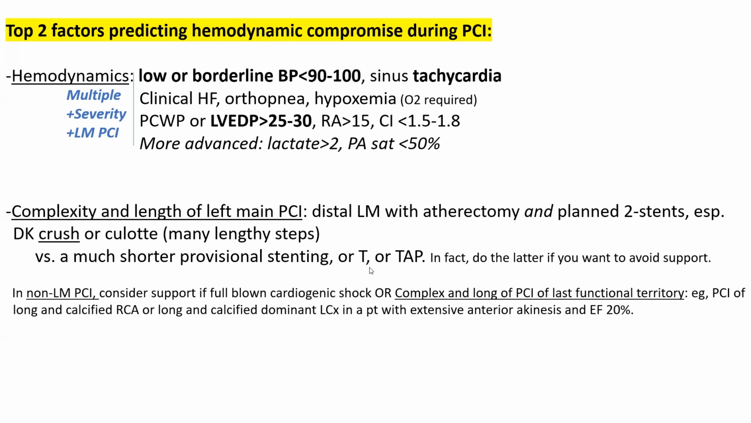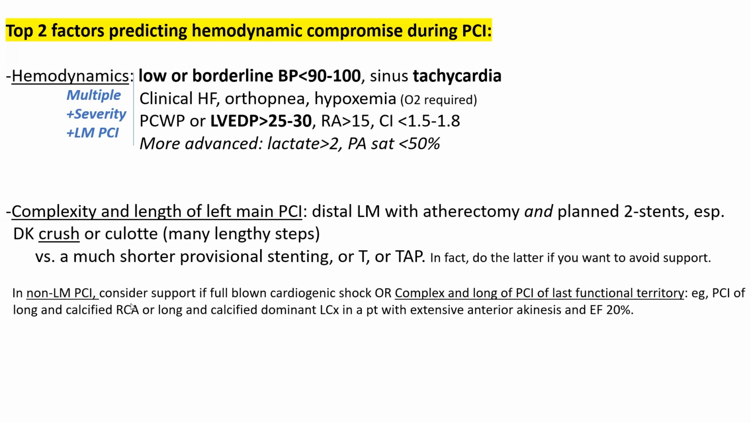Okay, in fact, you can modify your strategy. If you decide I cannot or I don't want to use support, I want to keep it simple, then you can steer away from those and focus on provisional stenting or T or TAP, which I will describe later. So I said I mainly use those in left main PCI.